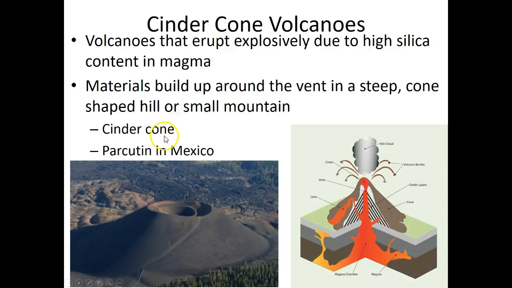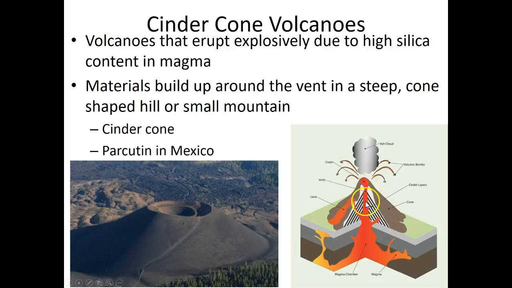Paricutin, I think is how you say it, in Mexico, is a cinder cone volcano. You see a picture here. You actually see where they built a road to go up the side of the volcano so you can get up there and look around a little bit. When they do explode, they explode very violently. We're going to talk about volcanic bombs in a little while, and you'll see that in the ash cloud and how dangerous these two things can be.